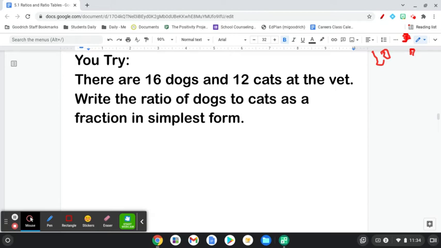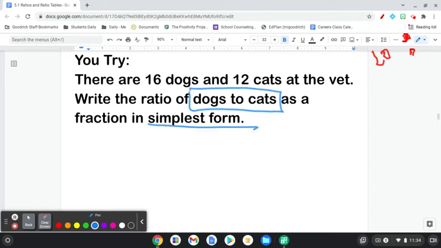So I want you to try this one. There are 16 dogs and 12 cats. Please write a ratio of dogs to cats in simplest form. Again, if you need to pause the video, you are more than welcome to do that. And please try it in your notebook.